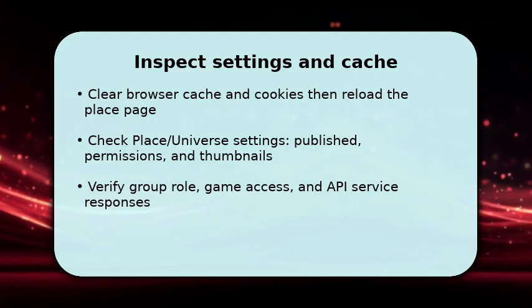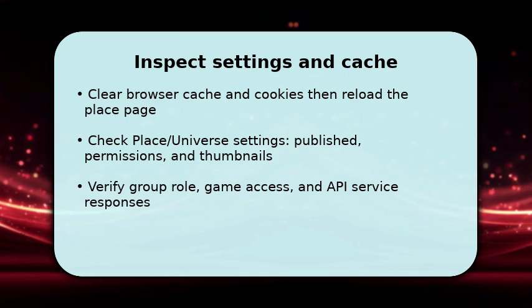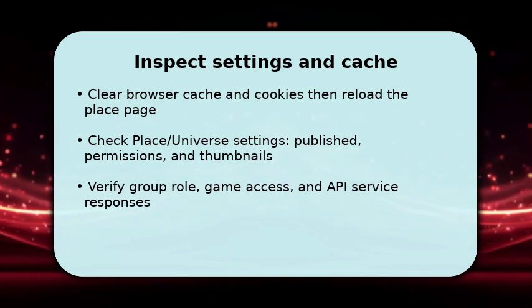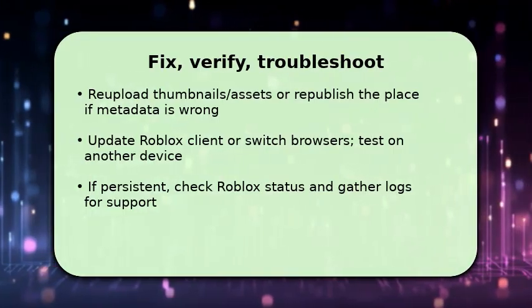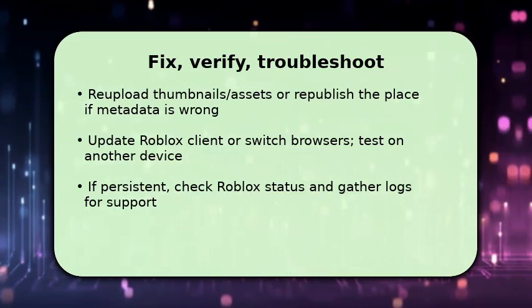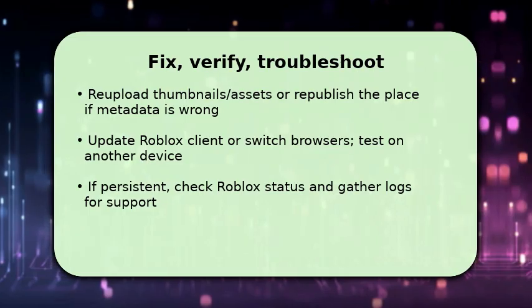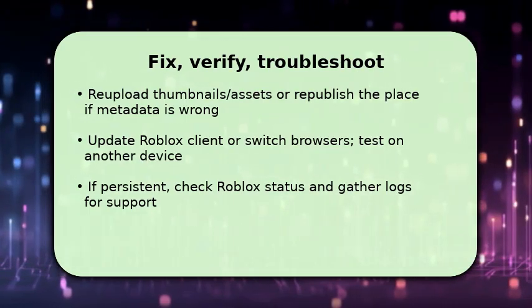Finally, test simple API responses or use the developer console to confirm the site returns expected data. To finish, fix any bad metadata by uploading thumbnails and republishing the place, then verify the view details panel updates. If the issue persists, update the client or switch browsers and test on another device to isolate local problems.